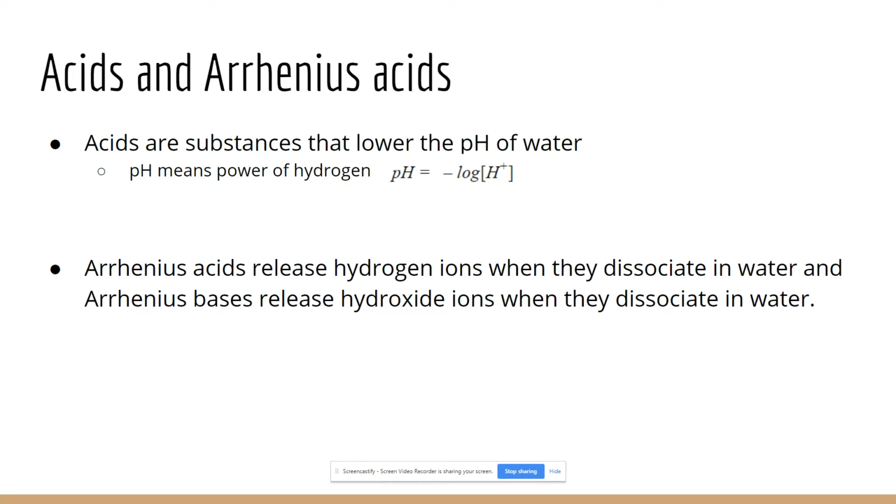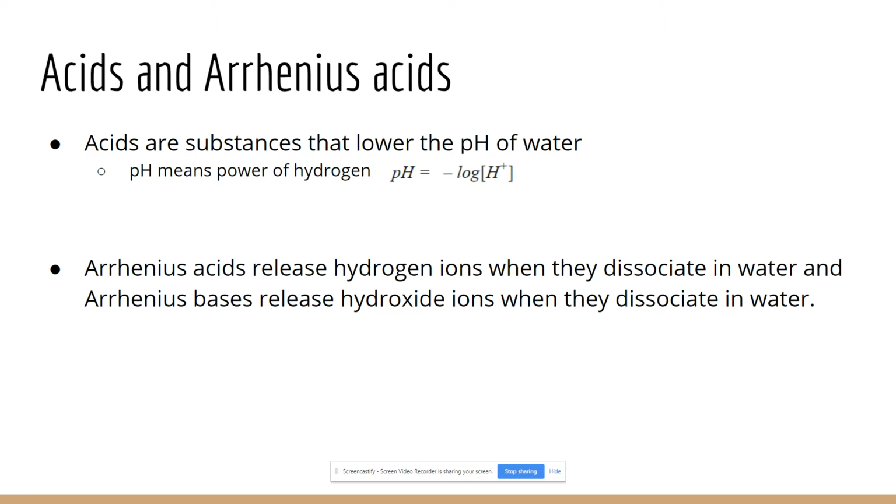Pause here. So you've heard the term acid and you've heard the term base before. All acids are any substance that is able to lower the pH of water. pH is called power of hydrogen. It is equal to the negative log of H+. If you don't know what that means, it's not a big deal. That's something that we talk about mathematically in AP chemistry once you've taken pre-calc and have a little bit of background on what that means.